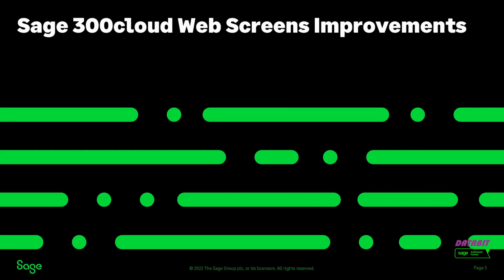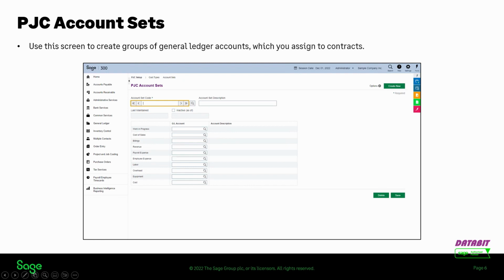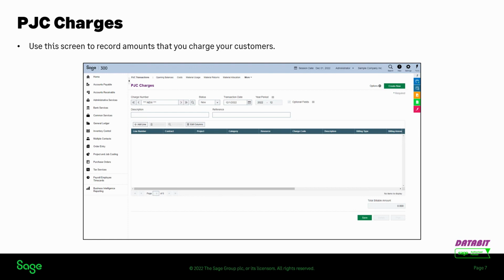Now let's have a look at web screens improvements. If you use Sage 300 Project and Job Costing, you can now use it to create groups of general ledger accounts which you assign to contracts to identify the general ledger accounts to which you post project and job costing transactions for each contract. You can now use PJC charges to record amounts that you charge your customers for services or fees for which you have not incurred any cost directly, such as registration fees or prepayments on a project.